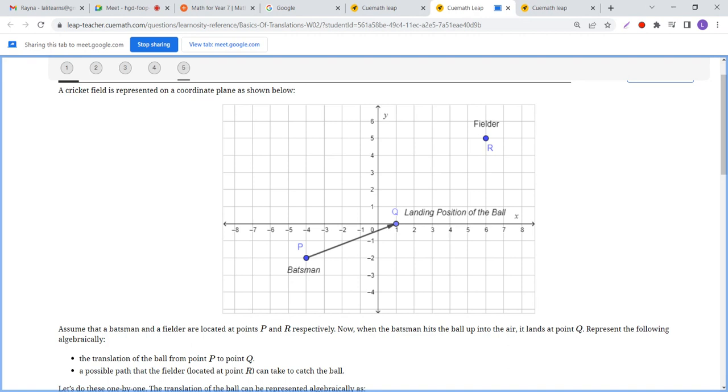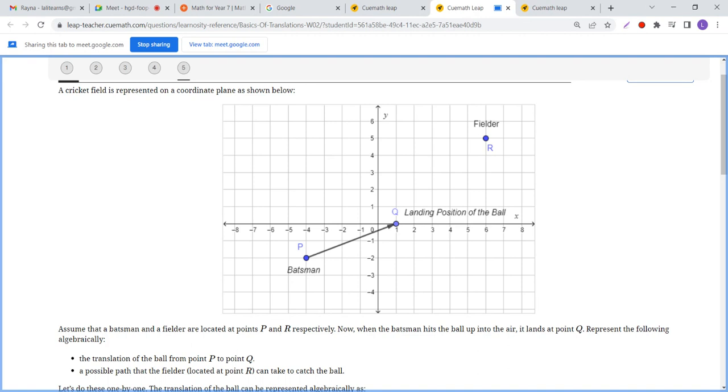That's a cricket field represented on a coordinate plane. Points are marked P and R. Assume that a batsman and a fielder are located at point P and R. Now, when the batsman hits a ball up into the air, it lands at point Q. Q is marked over there. Represent the following: translation of the ball from point P to point Q.